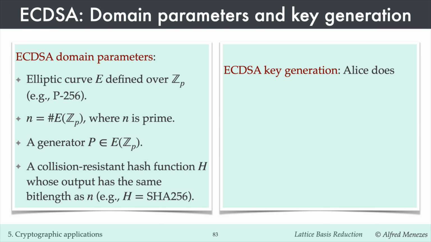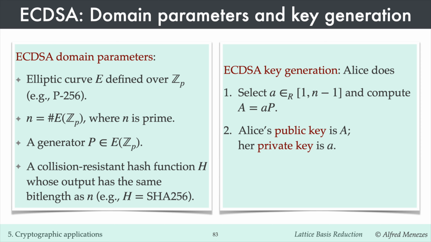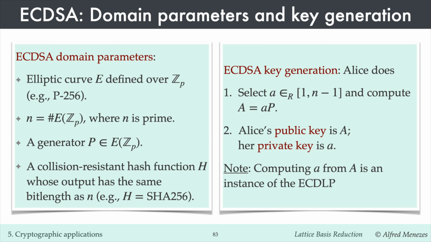To generate a key pair, a user Alice does the following. Alice randomly selects an integer a between 1 and n-1 and computes the elliptic curve point A equals a times P. Alice's public key is the point A, whereas her long-term private key is the integer a. Recovering the private key from the public key is an instance of the elliptic curve discrete logarithm problem, which is believed to be very difficult.